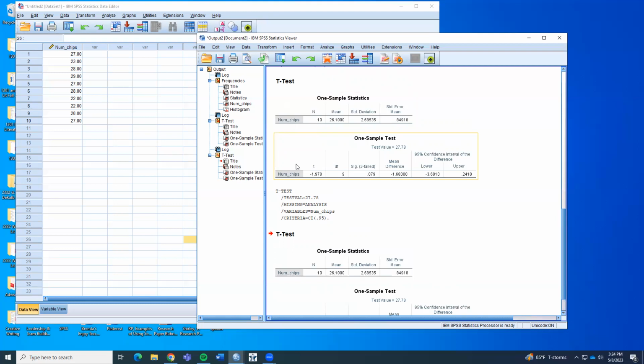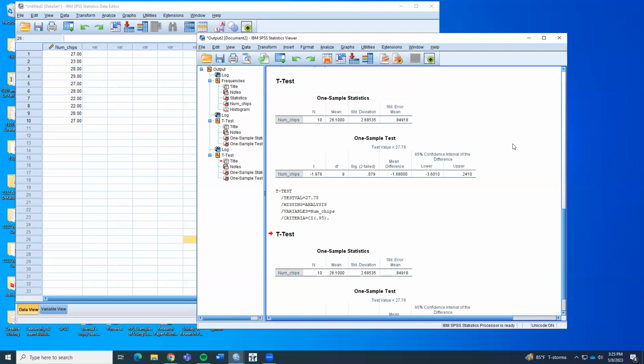Okay, so if we're looking at the 26.10, we can see that the sample mean does not have a huge difference from our population mean of 27.78. It's not statistically significant. There's not enough evidence to suggest that Nabisco's claim is not true, or that their guarantee is a little off. And so we can move forward giving Nabisco the benefit of the doubt.